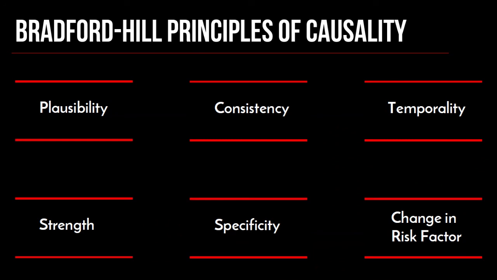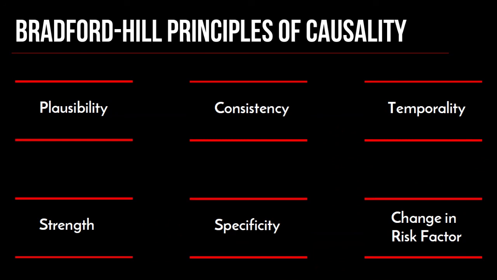So the six important steps, the first important step is actually temporality. So you expect the risk factor to occur before the outcome. So in this case, you expect smoking to occur before lung cancer. The second is plausibility. So that it's clinically plausible, it's reasonable to say that.